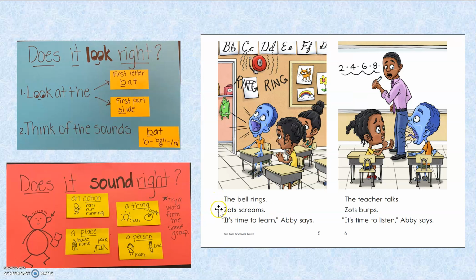The bell rings. Zots yells. It's time to learn, Abby says.